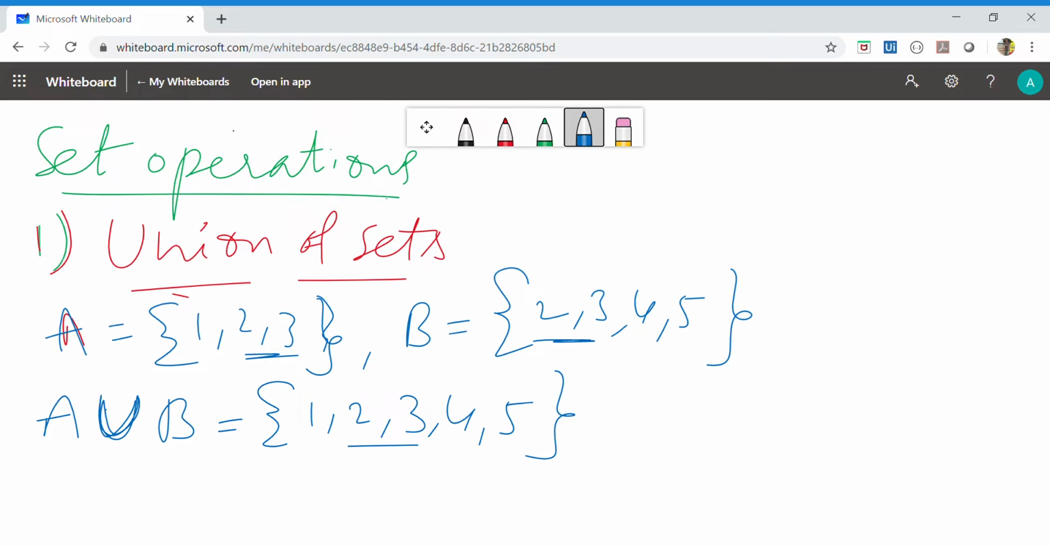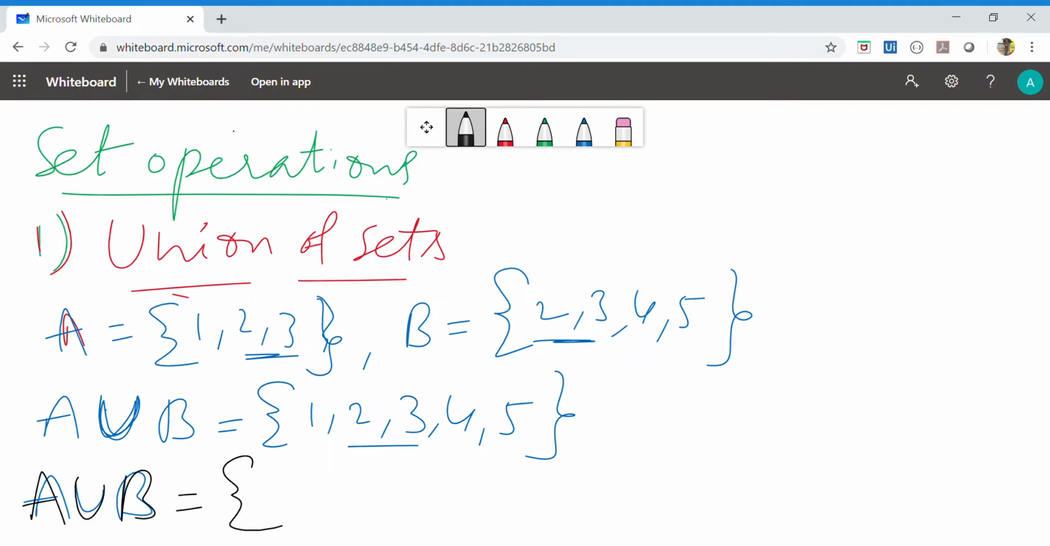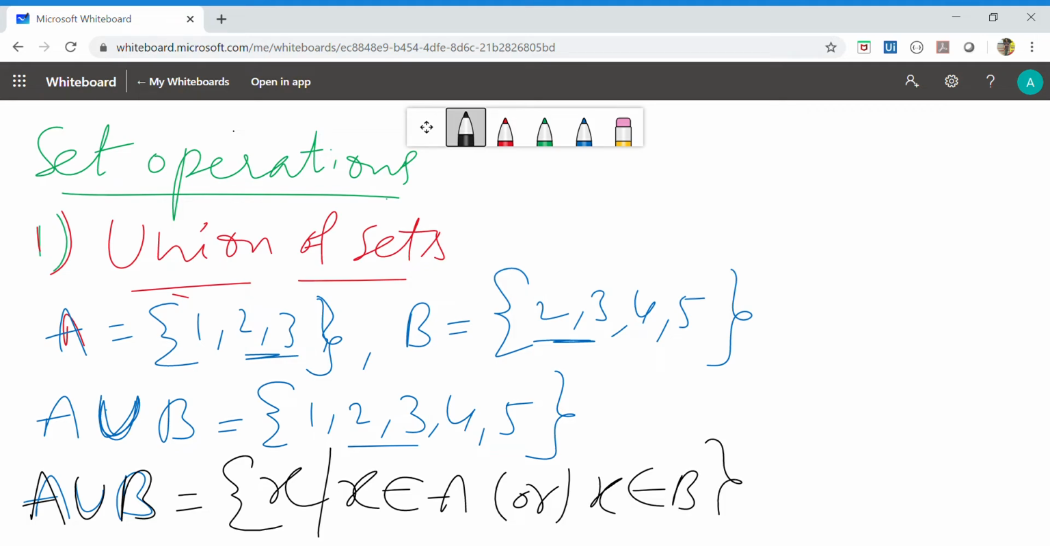Next, how can you write A union B in set builder form? We already learned set builder forms. So in element property form you write {x such that x belongs to A or x belongs to B}, that is, either in A or in B. That is called A union B in set builder form.